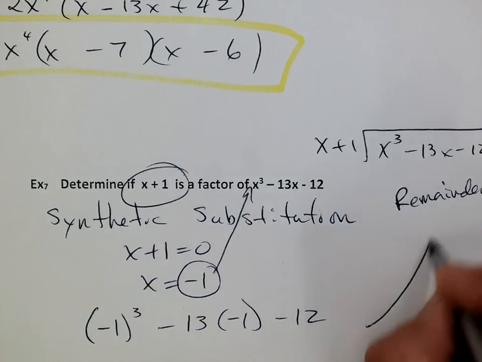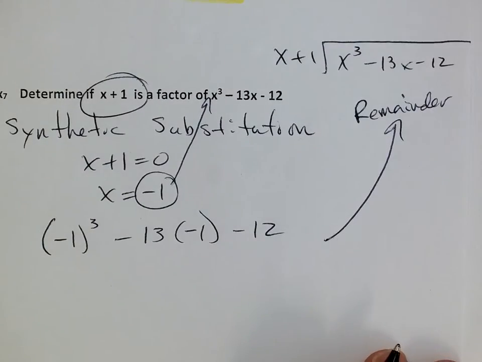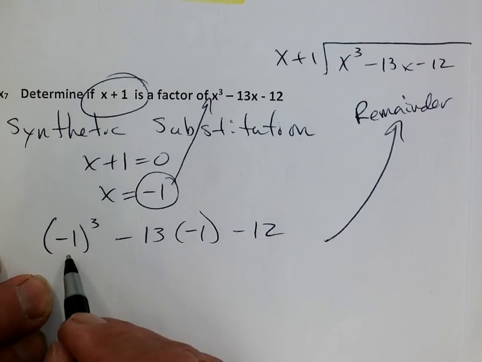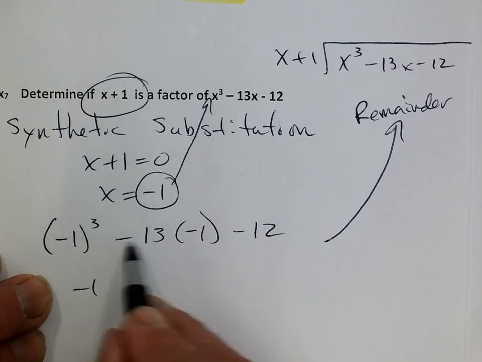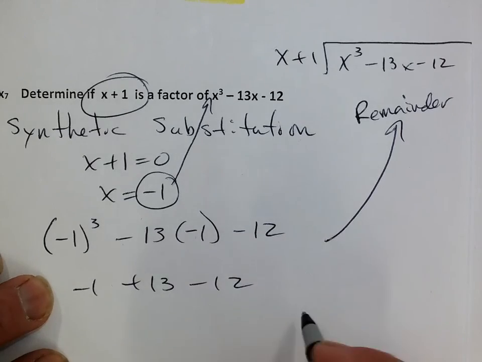What I get will be the remainder. There's a reason for it, because it's actually a point somewhere on the graph. If it's 0, then we know it goes on the x-axis. So anyway, negative 1 cubed is negative 1. Negative 13 times negative 1 is a positive 13, minus 12. Sure enough, I get 0.